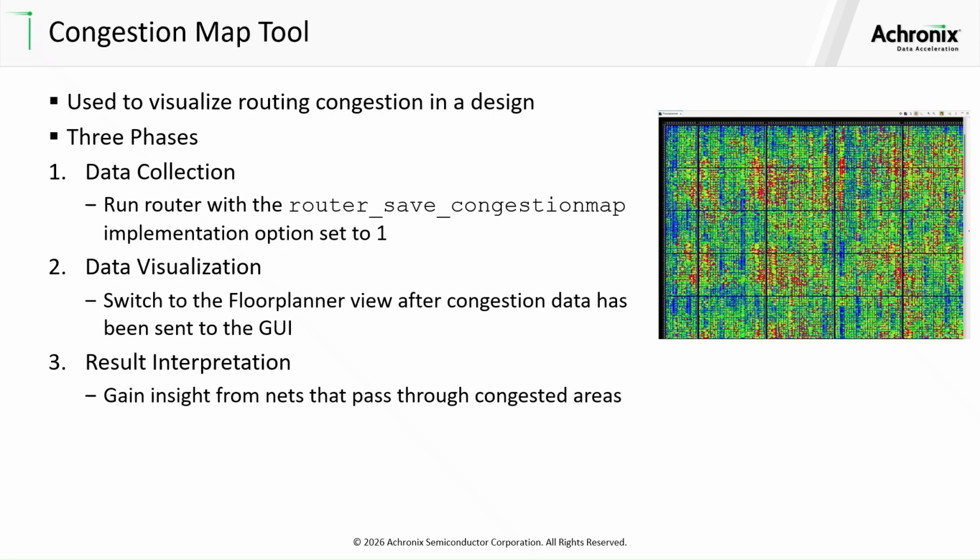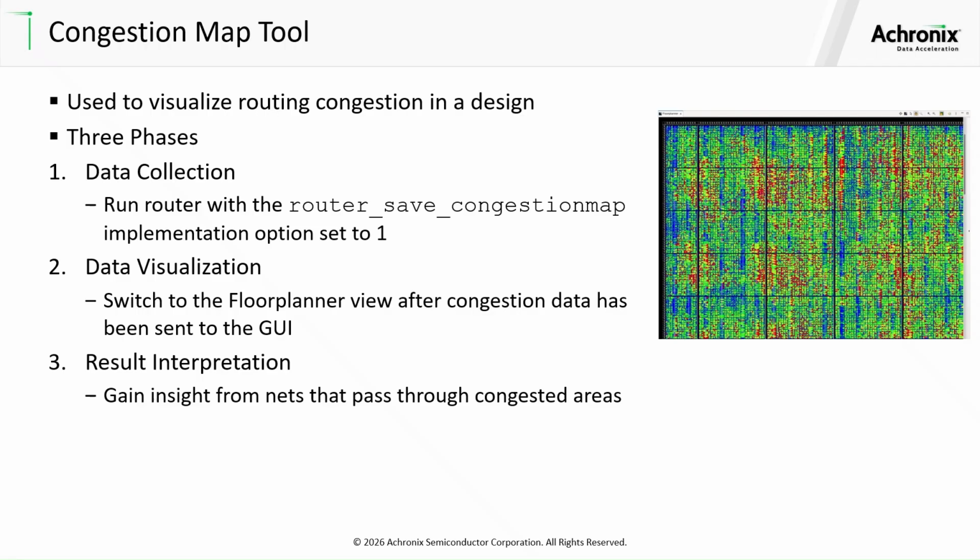The congestion map tool is a feature of the floor planner that lets you visualize and analyze routing congestion for your design. Usage of the tool involves three phases: data collection, data visualization, and result interpretation. In the first phase, routing congestion data is collected. This is done if the router save congestion map implementation option is set to 1 prior to running the router. Once the option is set, you can run the router as part of the synthesis place and route flow from the beginning, or if placement has already been run, you can restore the implementation from the placed ACXDB file and then run or rerun just the router portion of the compilation flow.